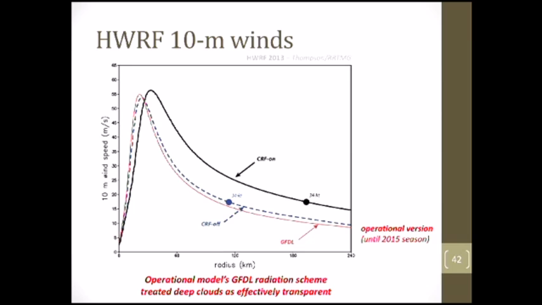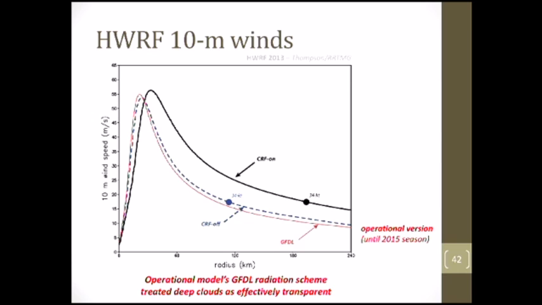The operational version of the HWRF model did not have cloud-radiative forcing. Okay? In the operational version of the HWRF model, for years, the clouds were not cloudy. They were transparent to radiation. You may ask, why did that happen? And the answer was it was a bug. Okay? It was a bug and it wasn't caught.